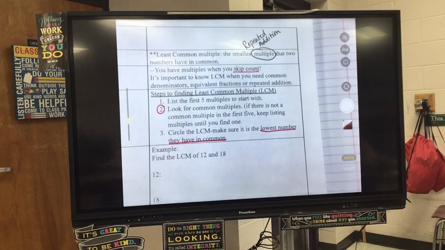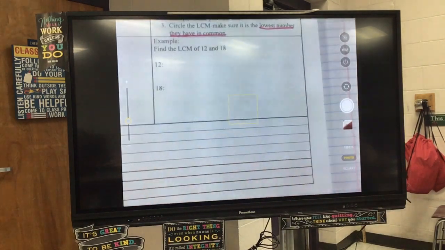Now, your lowest number might not necessarily be the smallest number. It might happen that you have 2 numbers that are fairly large and your LCM is 216. So don't get caught up in the fact that the number is not necessarily a small number, because we think of lowest, we think of small. So please do not be like, but that's not right, even though it's actually the right one. We're not asking for the smallest number. We're asking for the least common multiple.